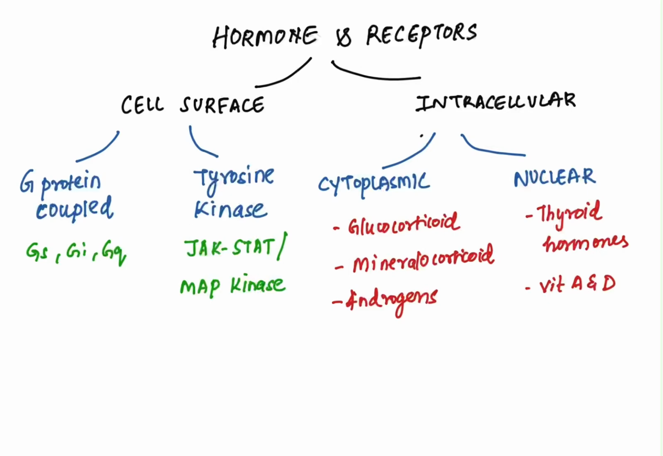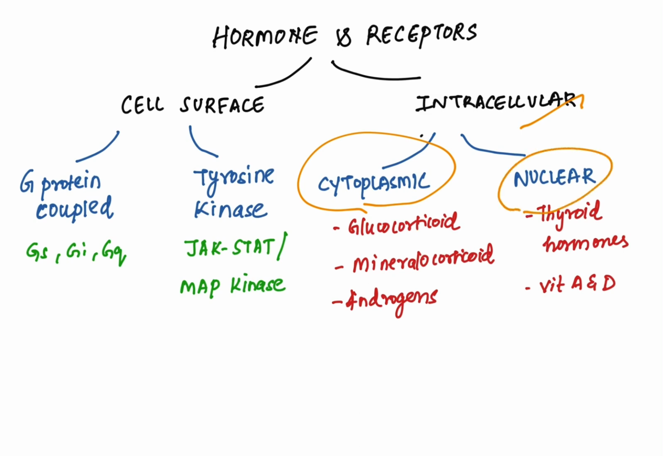Hello, let's look at a very important topic from the exam point of view, that is types of hormone receptors. There are two types: cell surface and intracellular receptors. Under the intracellular receptors we have cytoplasmic and nuclear. The glucocorticoid, mineralocorticoid and androgens come with the cytoplasmic receptors, and the thyroid hormones, vitamin A and vitamin D come with the nuclear receptors.